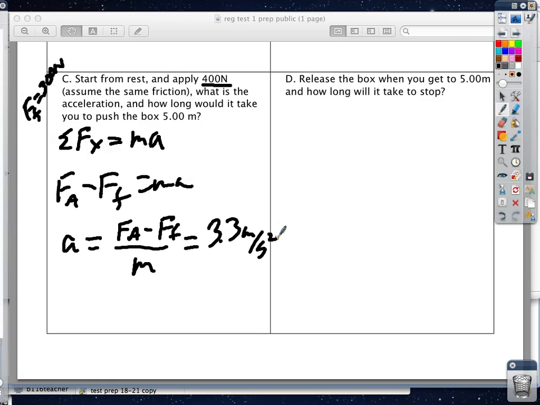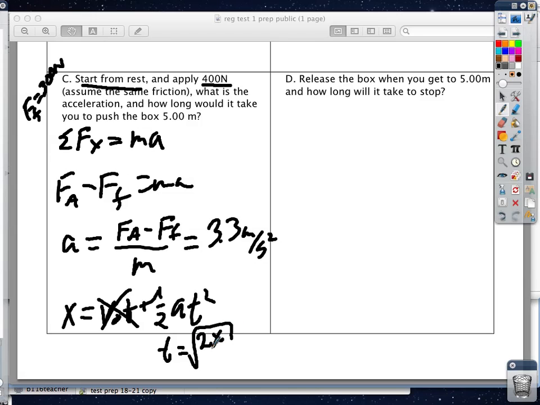Am I done? No, that's just part of it. Now, how long would it take you to push the box 5 meters? And it's saying, assuming starting from rest. So we say x equals v0t plus 1/2 at squared. That's 0, because it started from rest. So t is equal to the square root of 2x over a. And then that means 10 divided by 3.3333, which is 3. So the square root of 3, which is like 1.73, sorry. So 1.73 seconds.